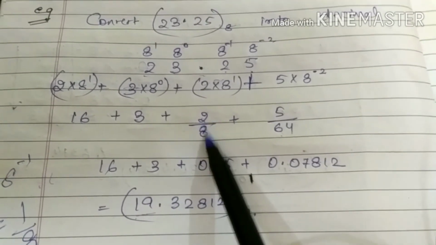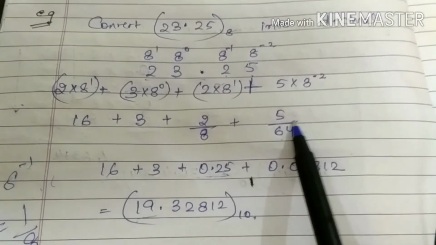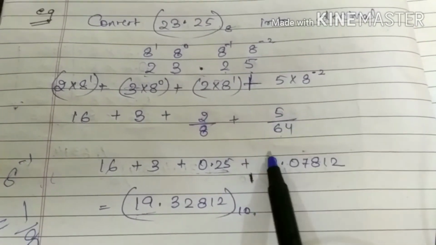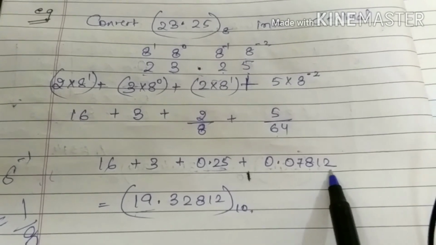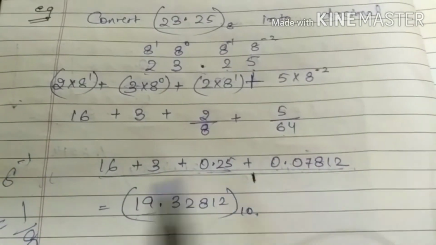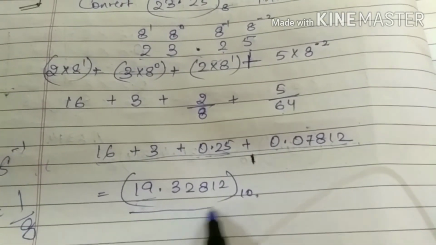And just solve it. 2 upon 8 is 0.25. 5 upon 64 is 0.07812. Add these products and you will get this answer.